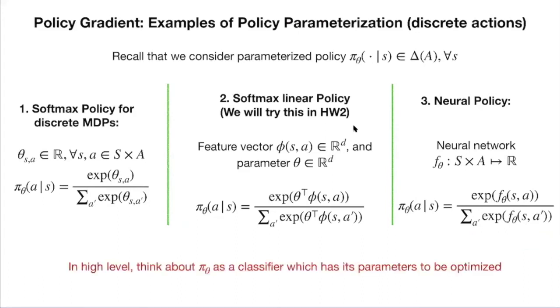So I think the bottom line is that, at a high level, we should really think about pi theta as a classifier, and it has its own parameters to be optimized. So it's really a classifier that takes the state as the input and tells us a distribution over these classes, where each class is a label. Sorry, each class is an action. So it's literally a classifier.